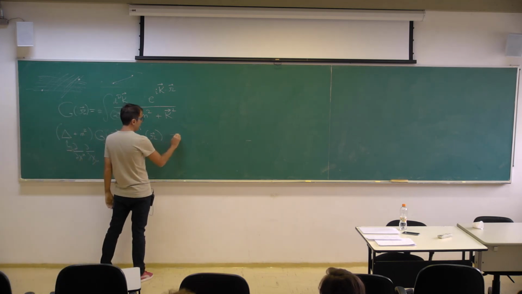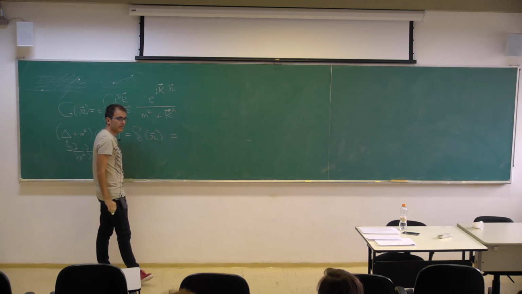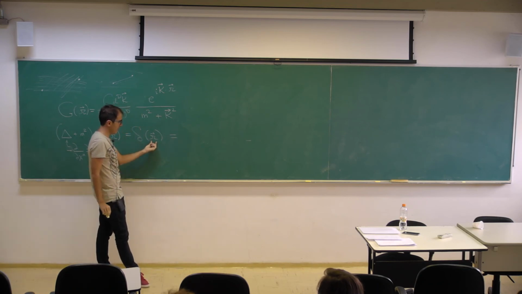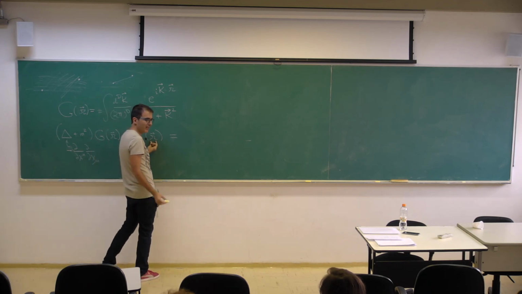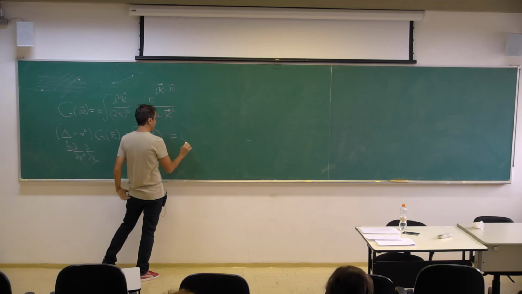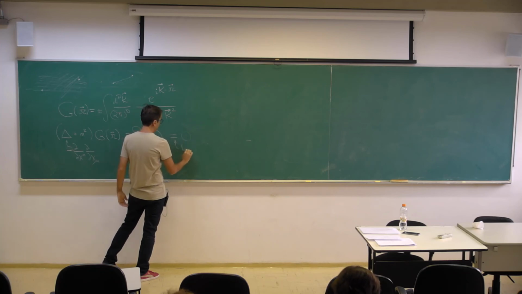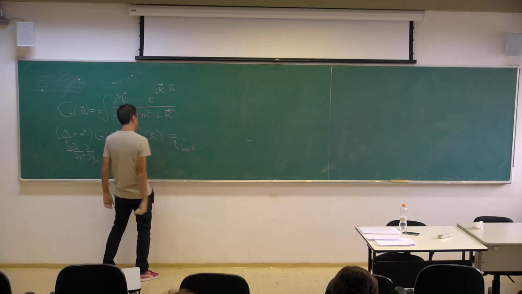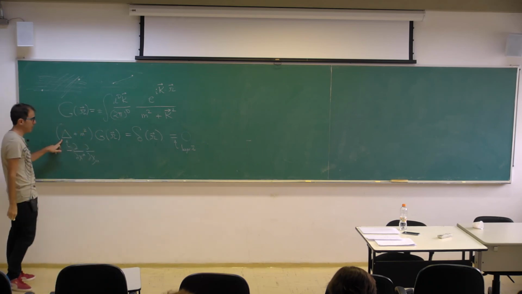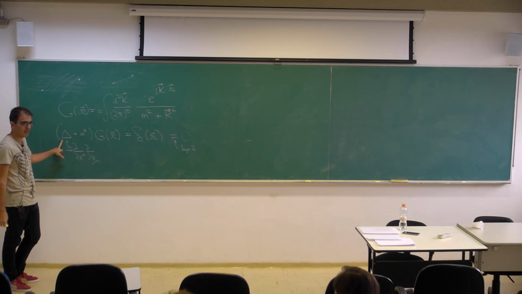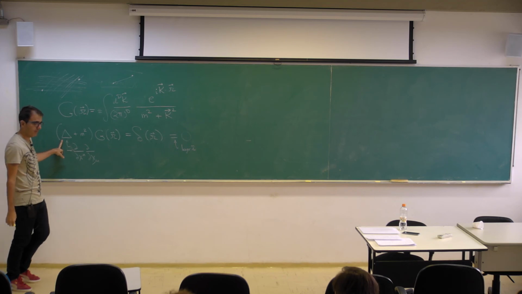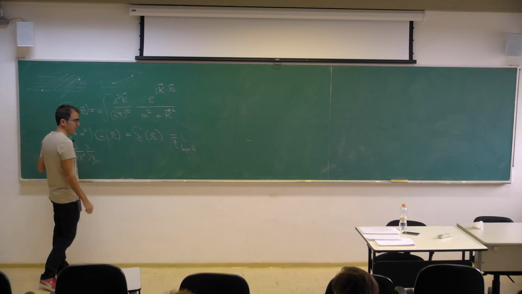And what's the value of the delta function at large radius? It's 0. The delta function is only non-zero if r is 0. So it's 0 at large r. And what's the Laplacian in spherical coordinates? Because this is only a function of spherical coordinates, in d dimensions.